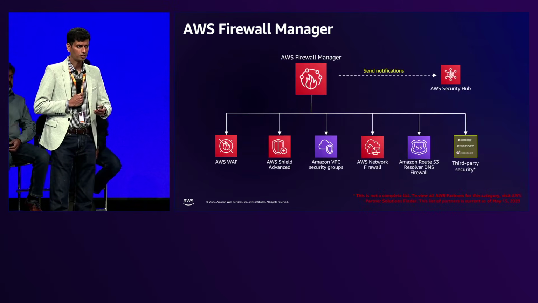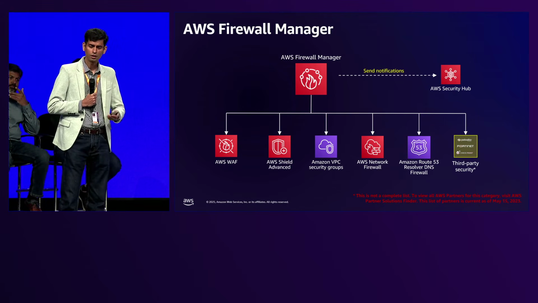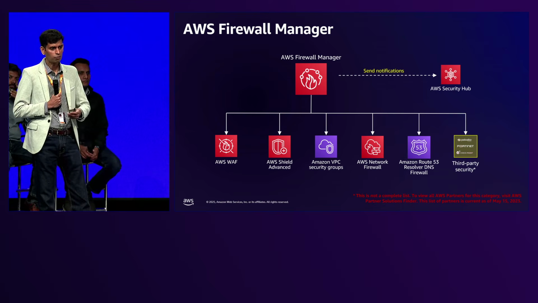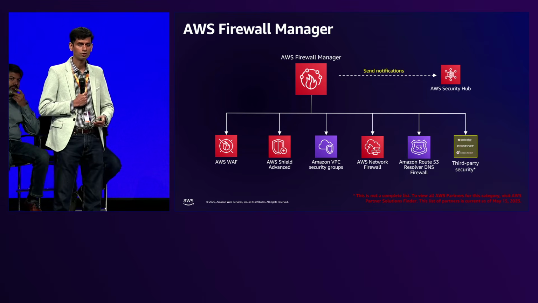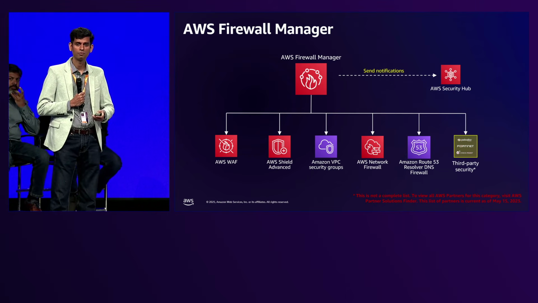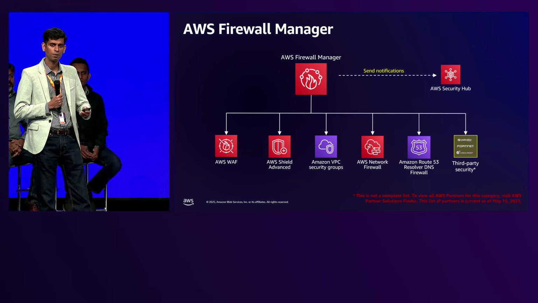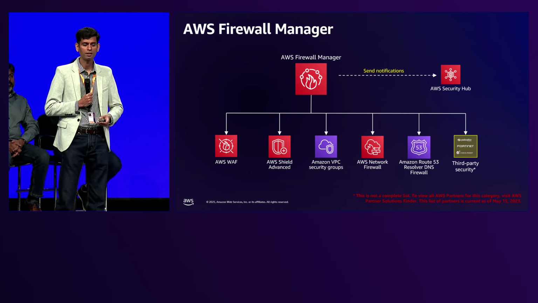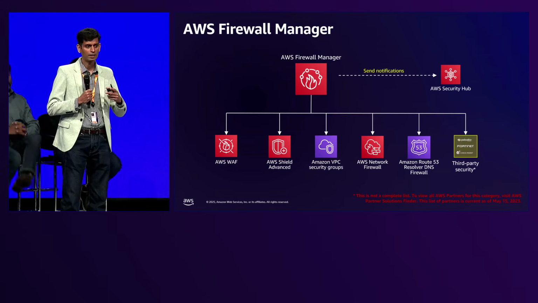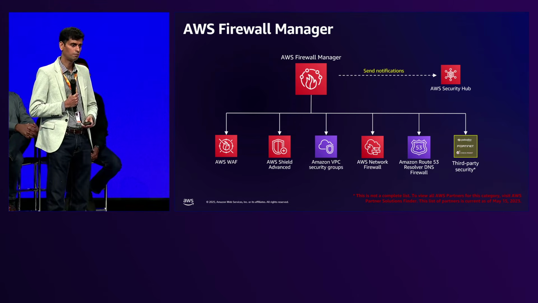Now, Firewall Manager works with all the security controls that we have been talking about, be it security groups, your Network Firewall, DNS Firewall, AWS WAF, and so on. It also integrates with some of the third-party security products as well as our advanced DDoS protection service, which is AWS Shield Advanced. And when it collects all this information, it has the capability to send notifications to a centralized security service, which is AWS Security Hub. Security Hub can capture all that information and provide you a single pane of glass for your security posture.